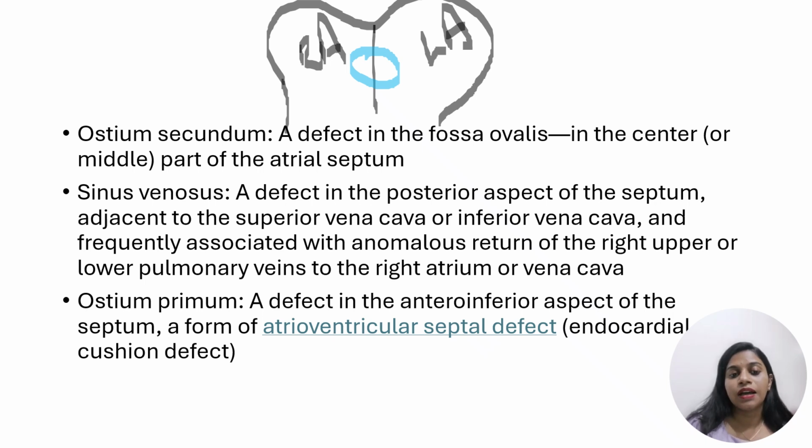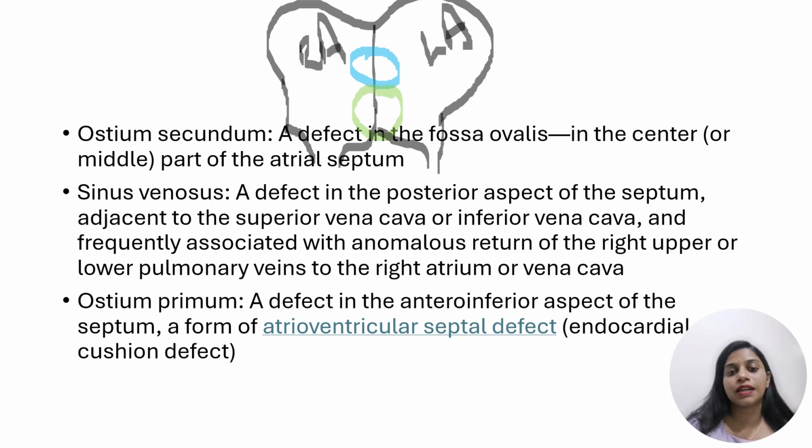So if you are taking ostium primum ASD, I'll give a green color for the ostium primum ASD in this picture. So this is the portion where the primum ASDs can happen, that is near the atrioventricular valves. So this is a tricuspid valve and this will be the mitral valve. If the ASD is happening here, which is nearest to the atrioventricular valves, this is called ostium primum ASD, like the antero-inferior portion of the interatrial septum. Okay.